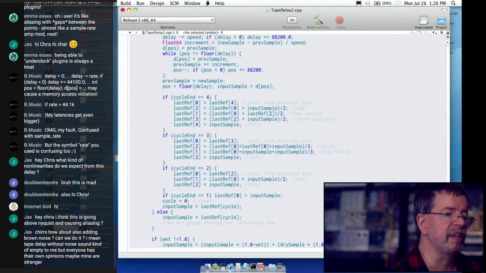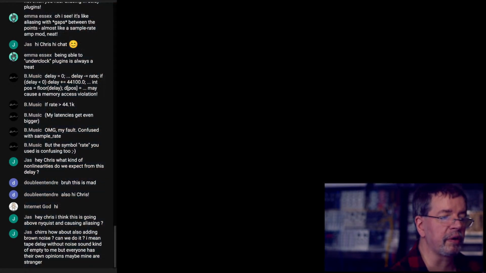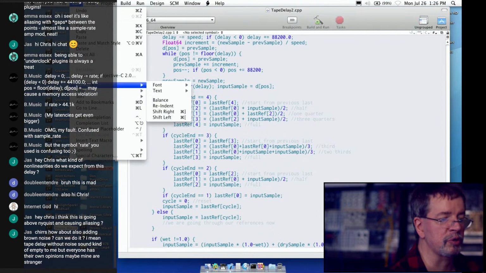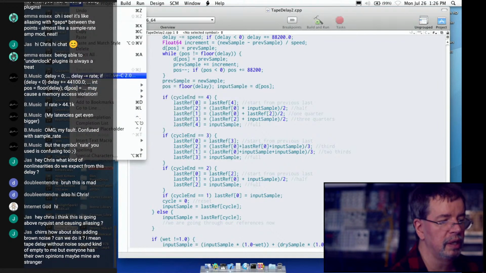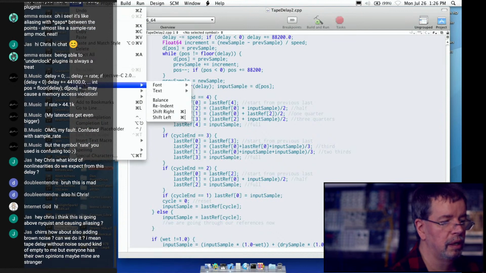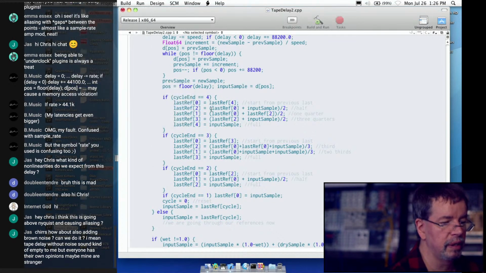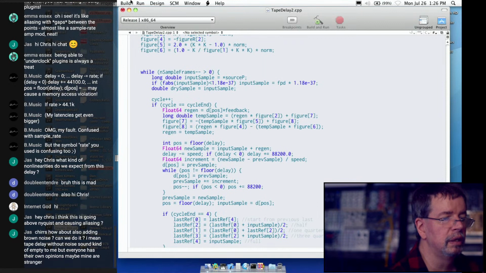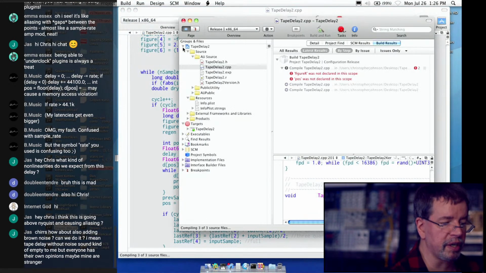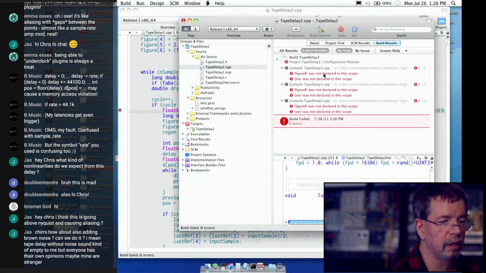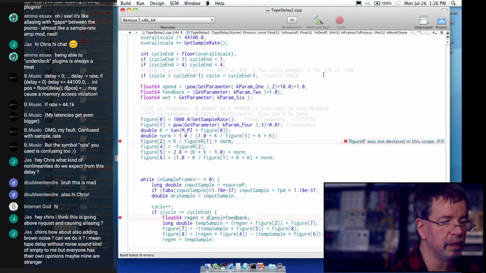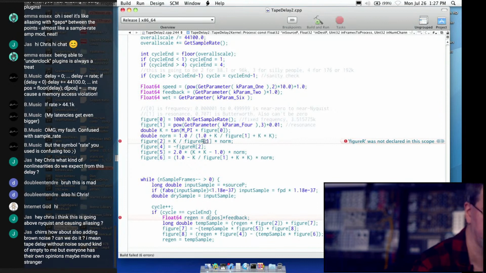Let's re-indent everything, build it, and see if it even is a thing or not. I might have just lost control of the project. That'd be sad. There's my re-indent. Did I lose control of the project? Kinda. Not all that much.